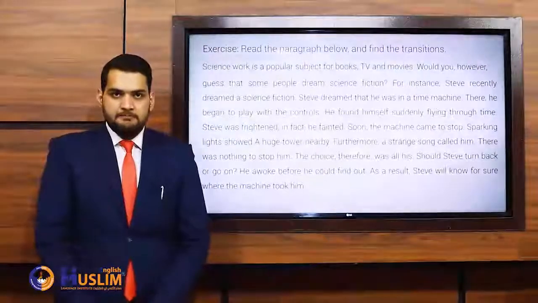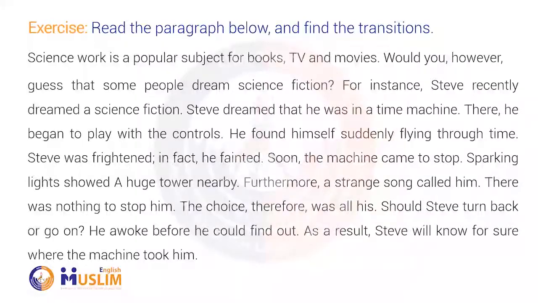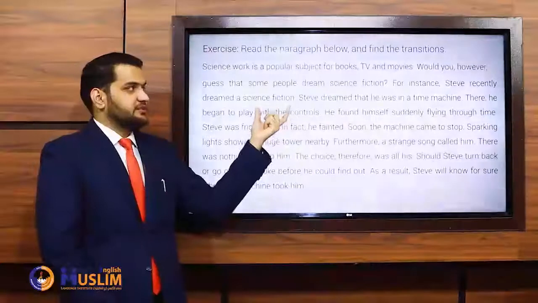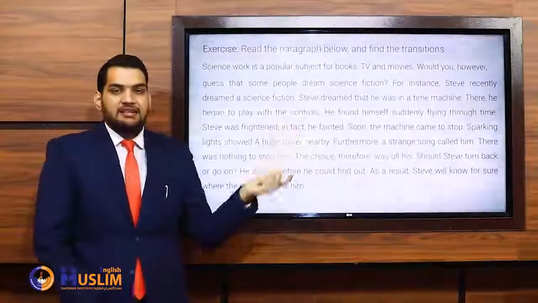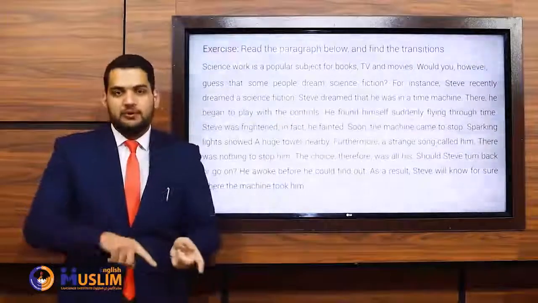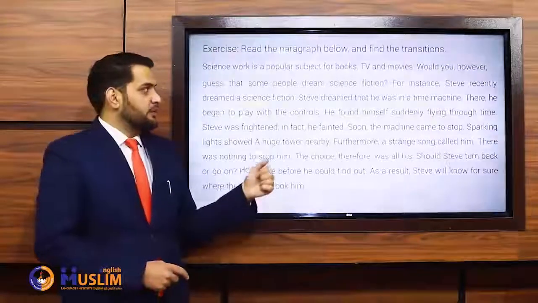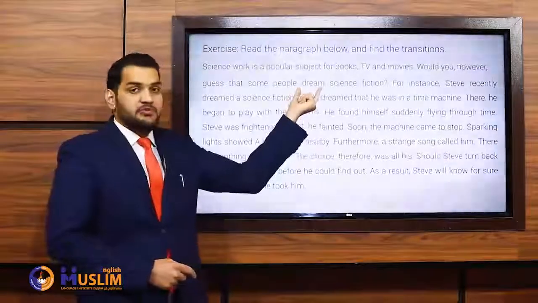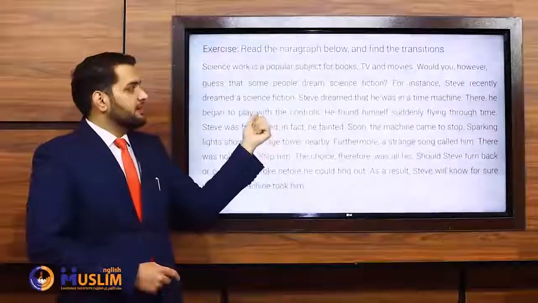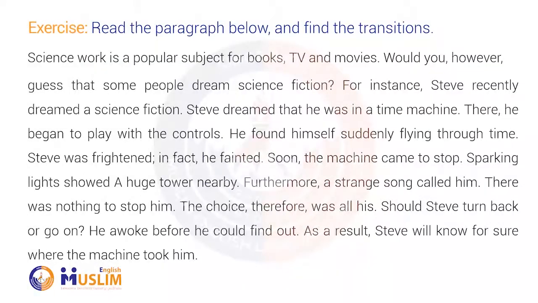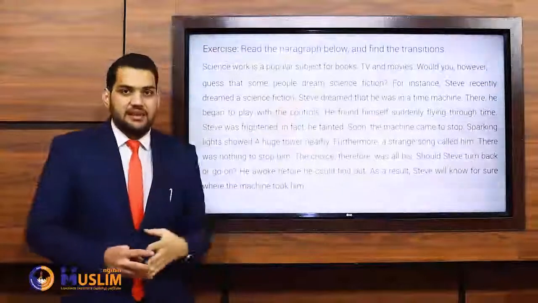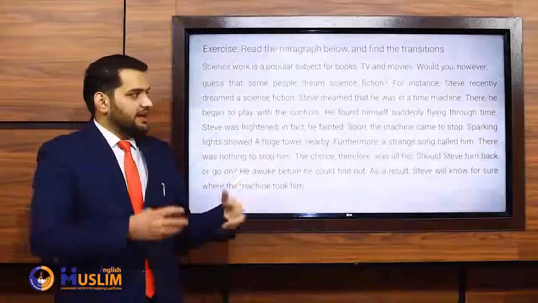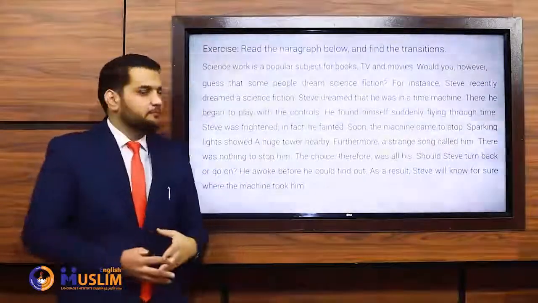Alright, now let's talk about them. For instance, Steve recently dreamed a science fiction. Here, the transition is for instance, and it provides us with an example, with an instance. An example for what? For dreaming science fiction. Steve dreamed that he was in a time machine. There, he began to play with the controls. Now here, the transitional word is there. And it talks about a place.